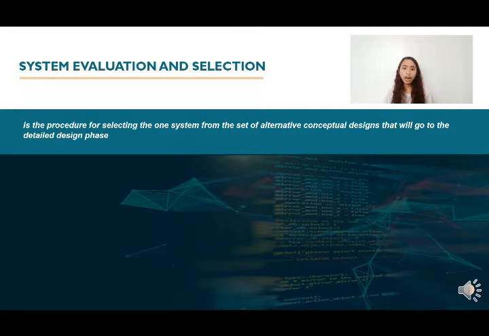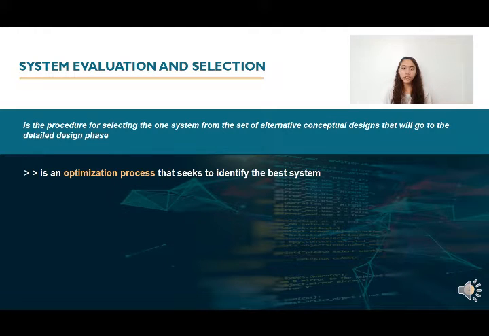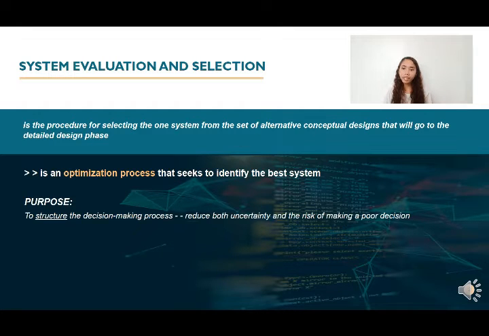The system evaluation and selection phase. This phase is an optimization process that seeks to identify the best system. This decision represents a critical juncture in the SDLC. At this point, there is a great deal of uncertainty about the system, and a poor decision here can be disastrous. So the purpose of a formal evaluation and selection procedure is to structure this decision-making process to reduce both uncertainty and the risk of making a poor decision.